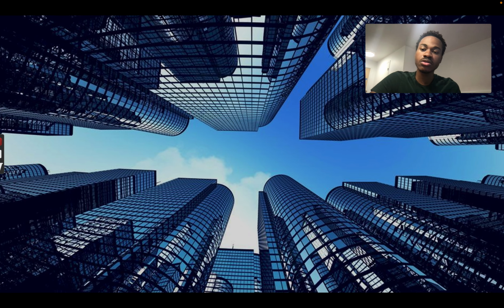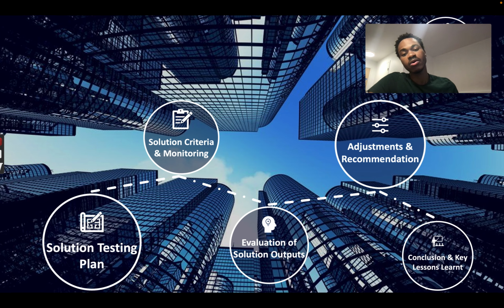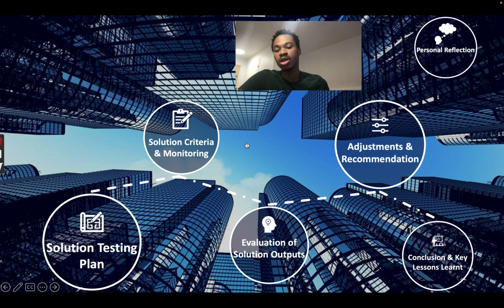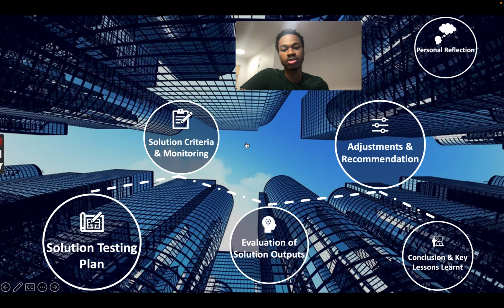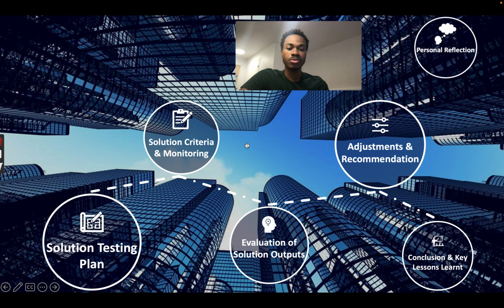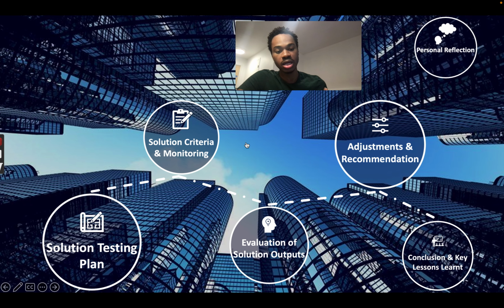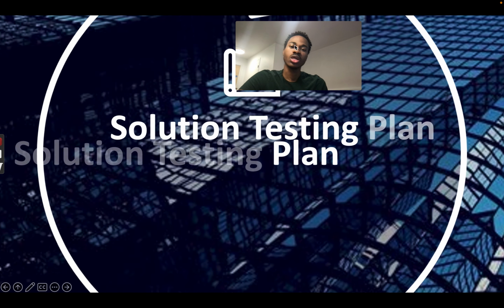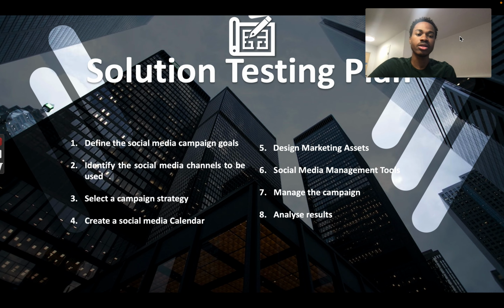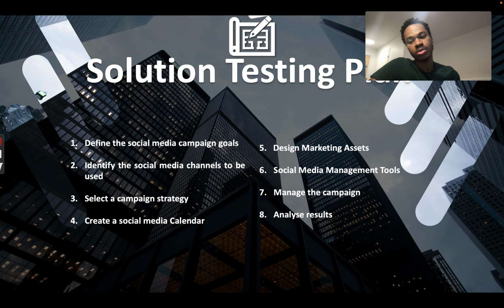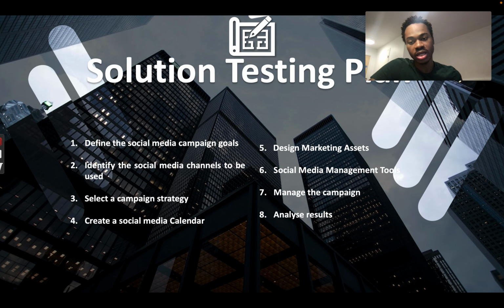So for now, in this fourth and final stage, this is the outline that we will be going through: from the solution testing plan to solution criteria monitoring, evaluation of solution options, adjustments, recommendation, conclusion, key lessons learned, and finally, personal reflection. So let's begin. The solution testing plan would follow these 8 steps. And let's just go.